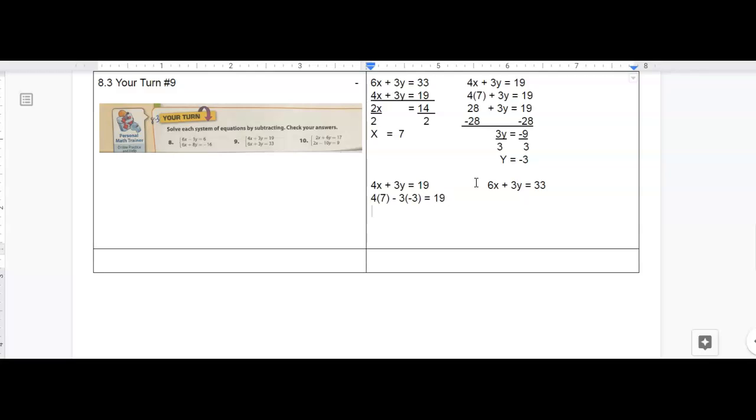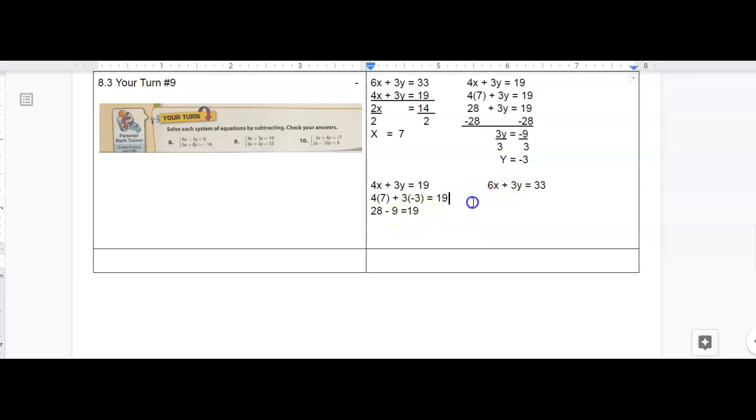So let me check. 4 times 7 is 28. Now this is like negative, oh no, it wasn't minus, it was plus. I got the mistake. So this is positive times a negative. That's going to be negative. So minus 9. 28 minus 9 is equal to 19. So now I know that that is correct.